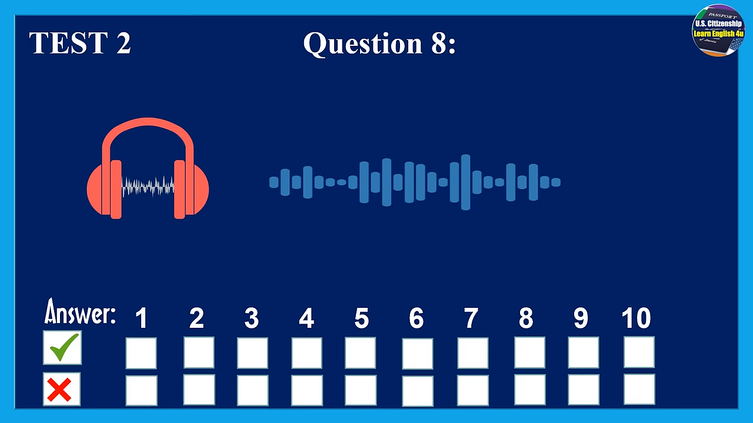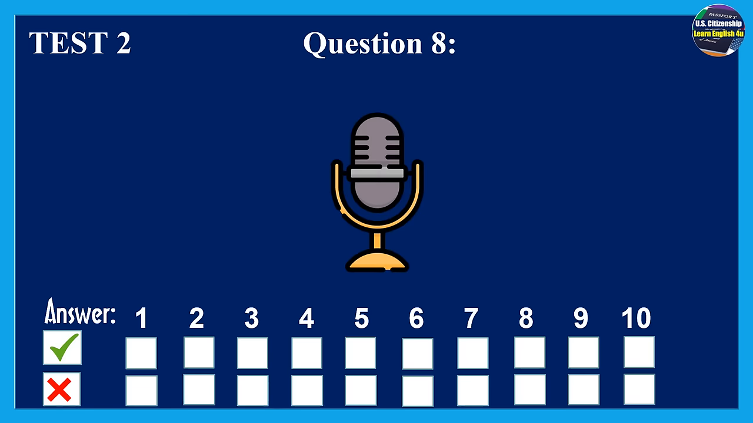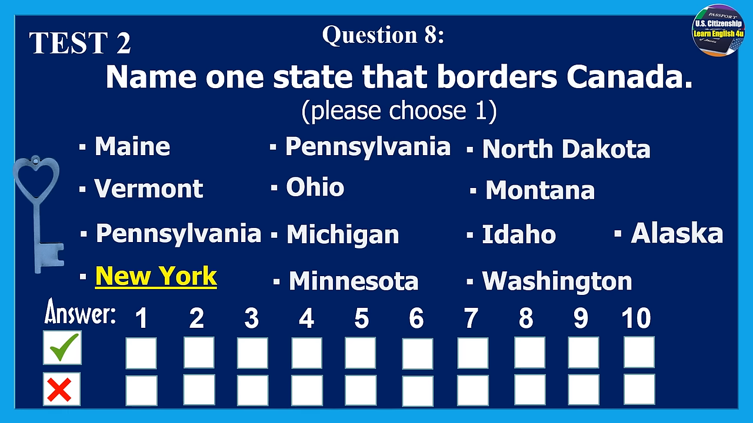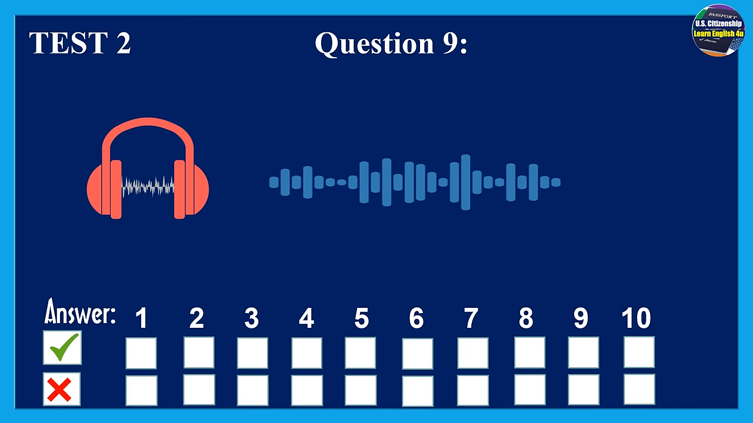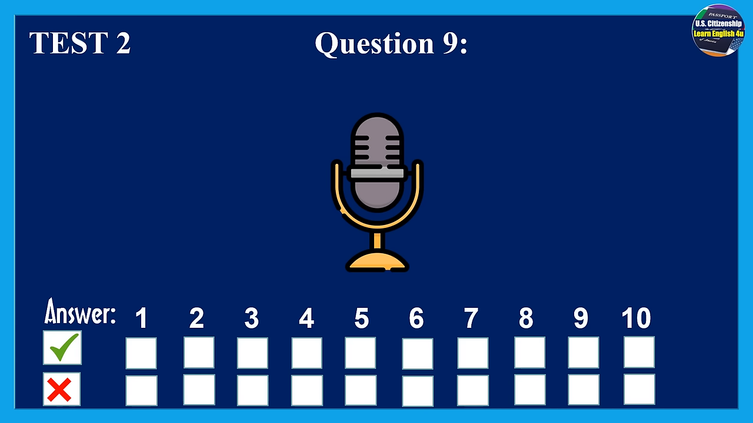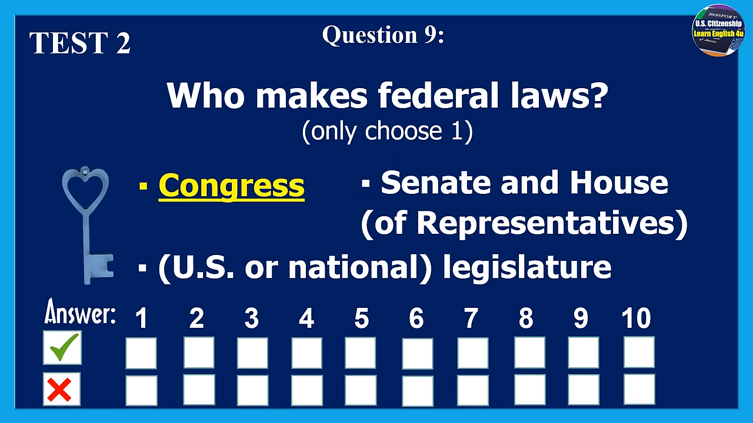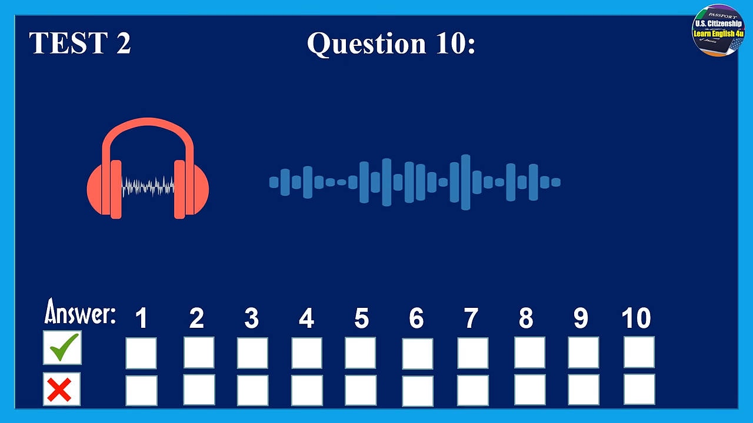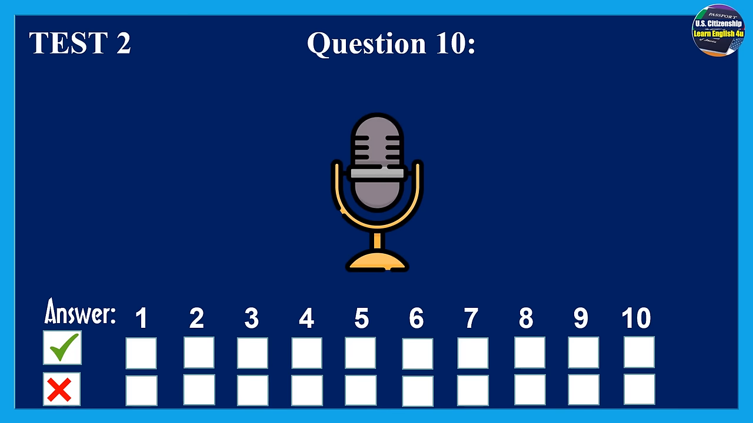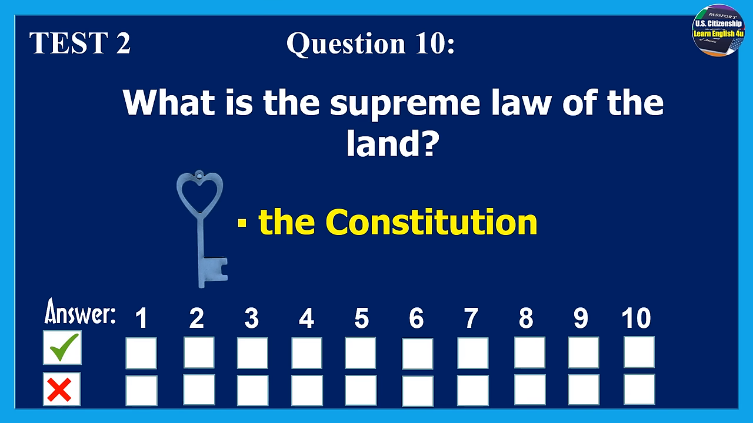Name one state that borders Canada. New York. Who makes federal laws? Congress. What is the supreme law of the land? The Constitution.